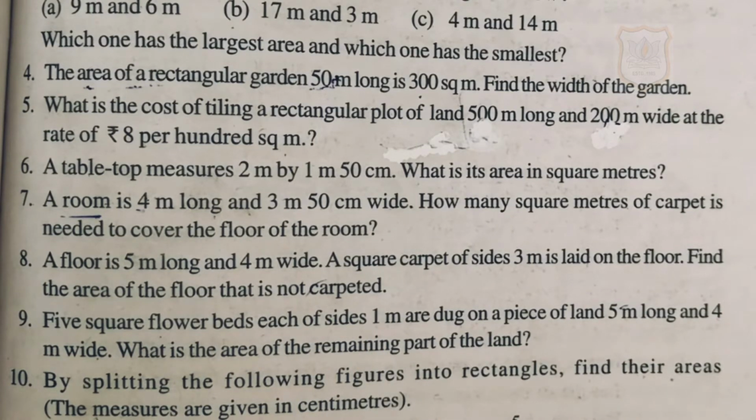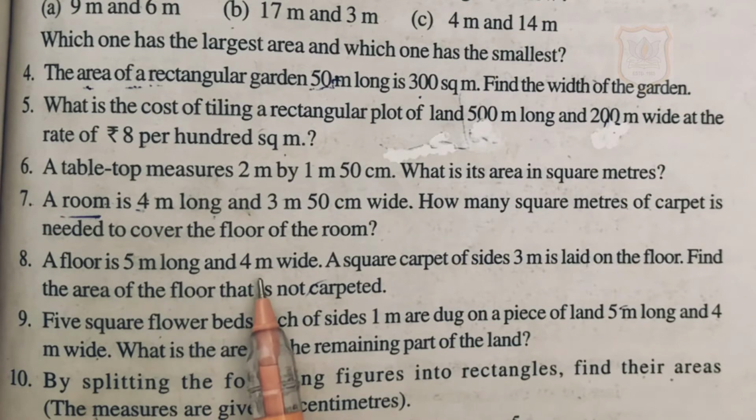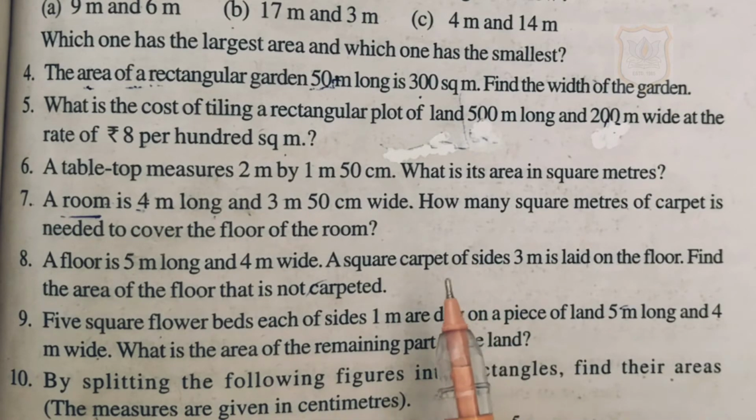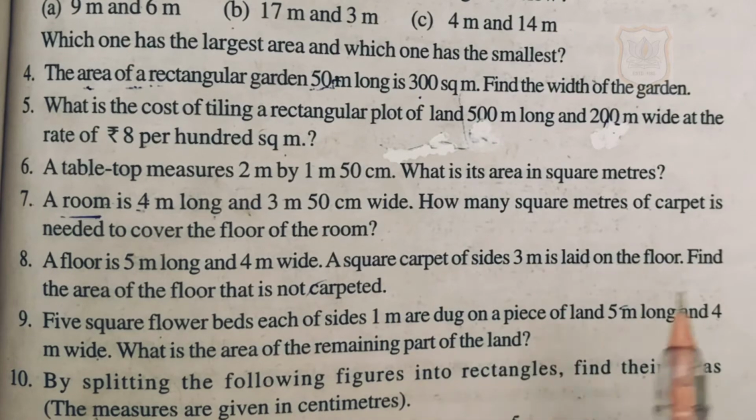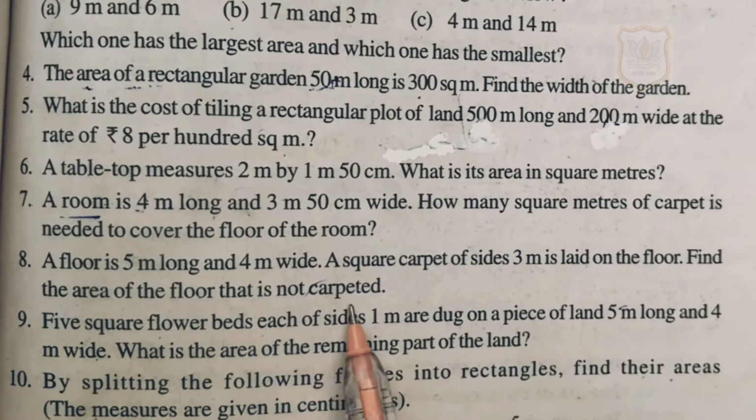Students, here what is given in the question is that here a floor is given whose length is 5 meter and breadth is 4 meter. On that floor we have placed a square carpet with side 3 meter. Now we have to find out the area of the floor which is not carpeted.